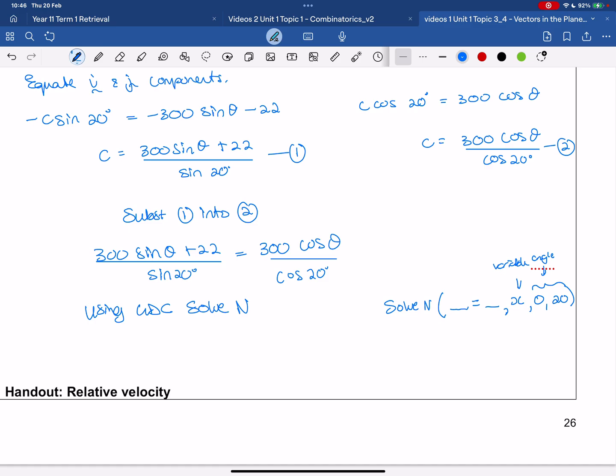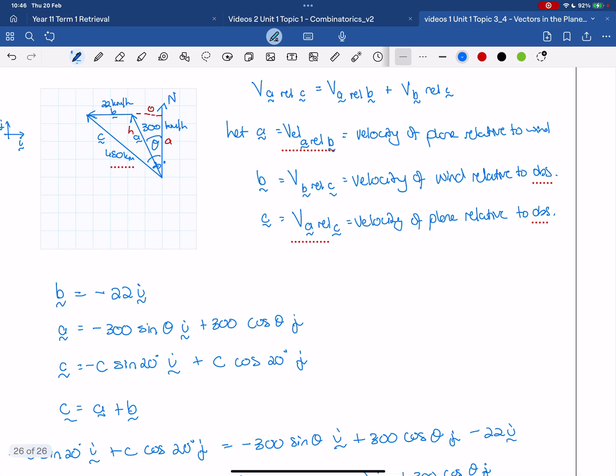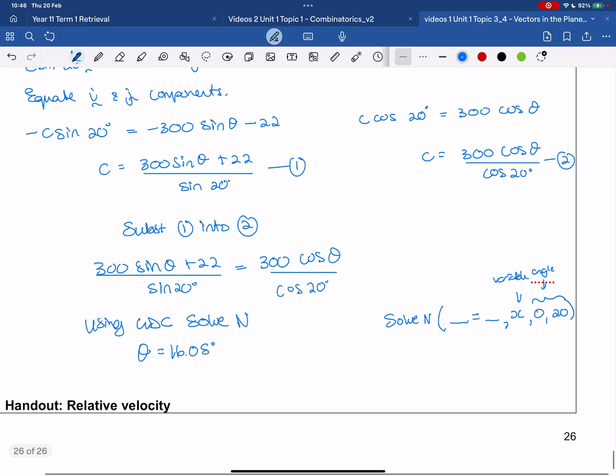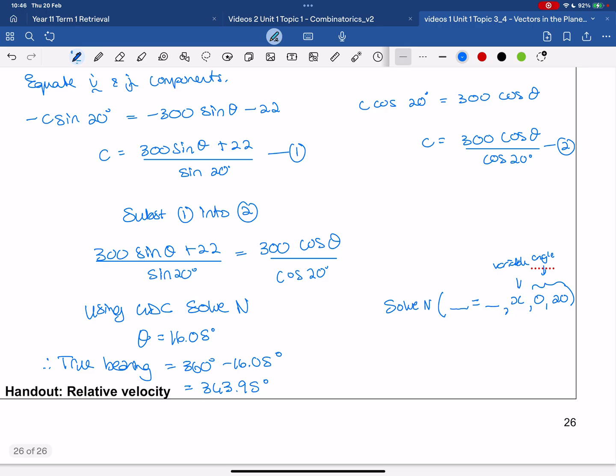And what I end up with is theta is 16.05 degrees. But that's not a bearing, okay? The bearing I'm looking for will have to be 360 minus, because bearing is measured clockwise from north. Okay, so therefore the true bearing is going to be 360 degrees minus the 16.05 degrees, and that will be 343.95 degrees. Okay, so basically what that's saying is the plane should head on a bearing of about 344 degrees true.